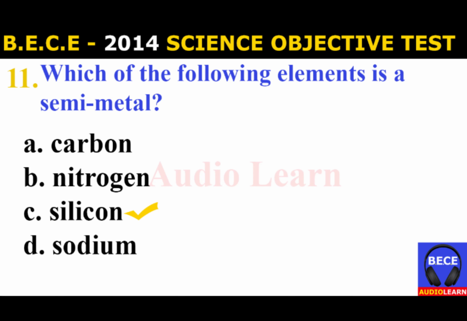Number 11. Which of the following elements is a semi-metal? A. Carbon, B. Nitrogen, C. Silicon, D. Sodium. And the answer is C. Silicon. Which of the following elements is a semi-metal? And the answer is silicon.